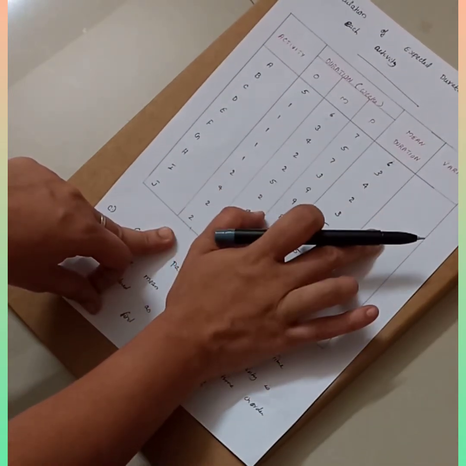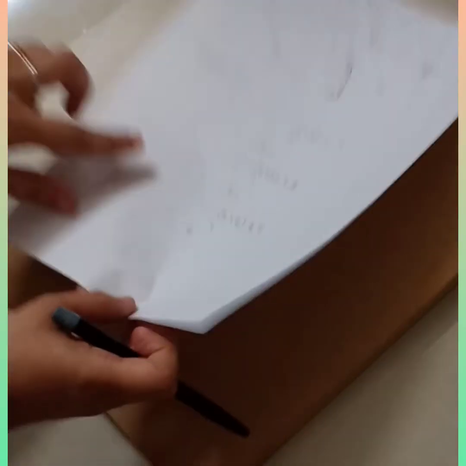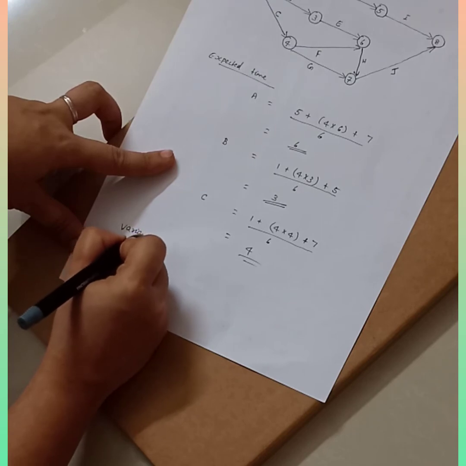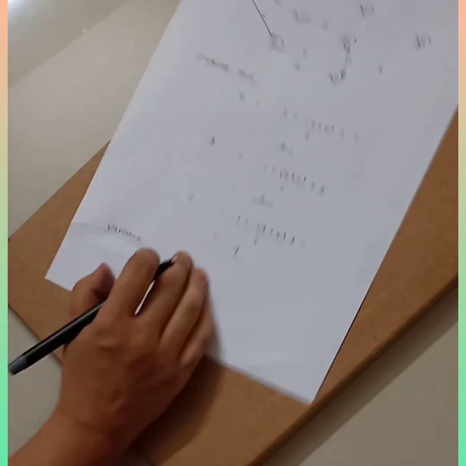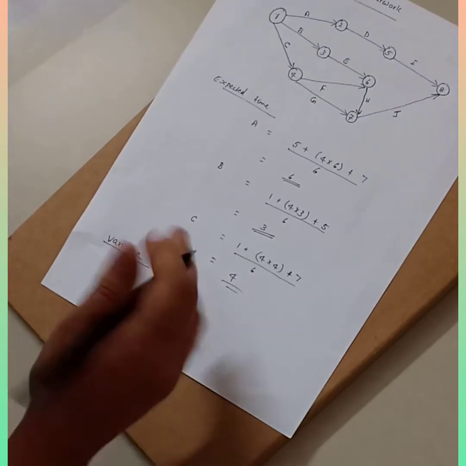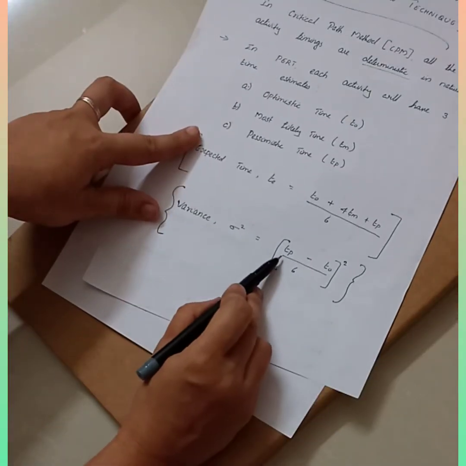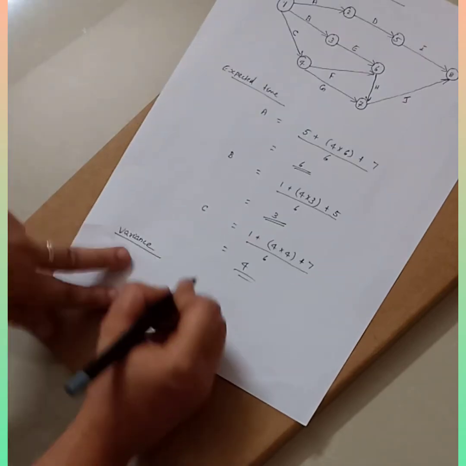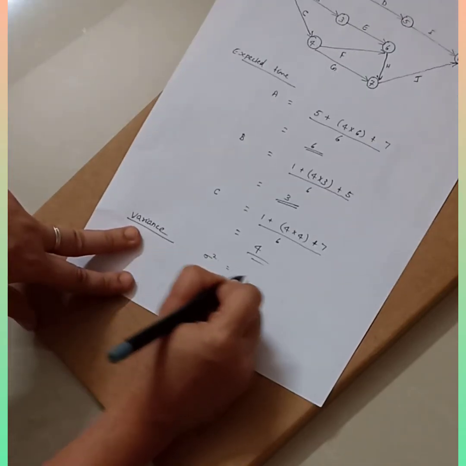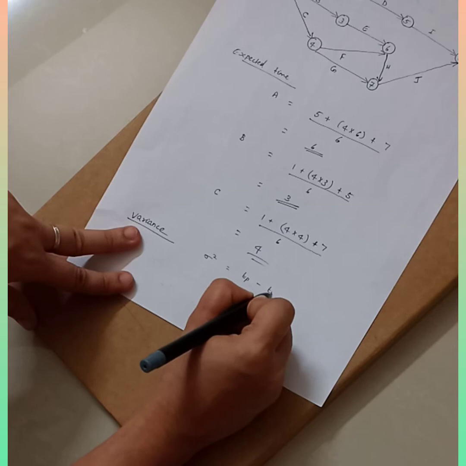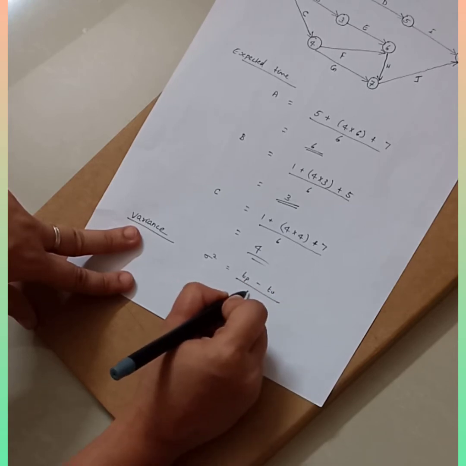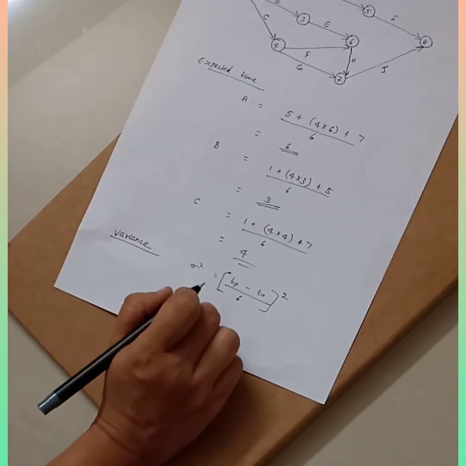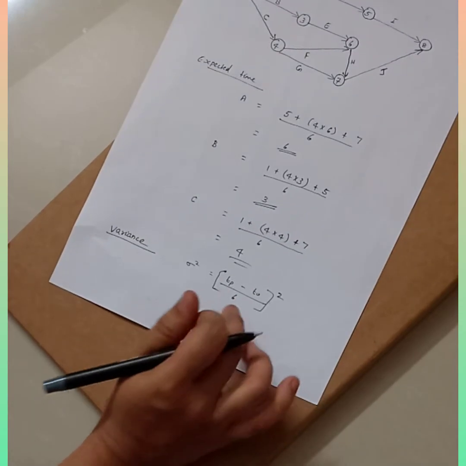Similarly you need to calculate the variance as well. So how will you calculate the variance? For calculating the variance you have another formula, right? So what is the formula for calculating variance? TP minus TO divided by 6 the whole square, right? So sigma squared is equal to TP minus TO, that is pessimistic time minus optimistic time, divided by 6 the whole squared. So for each and every activity you need to find the variance.